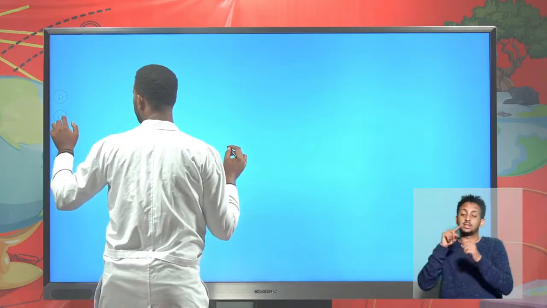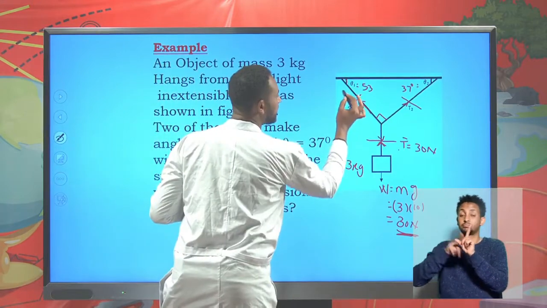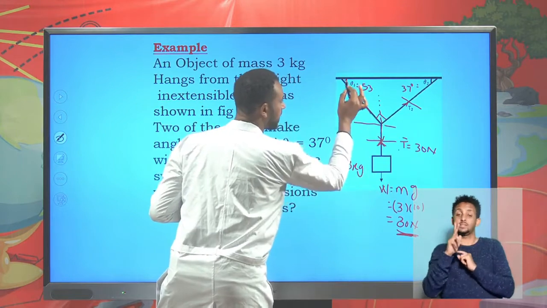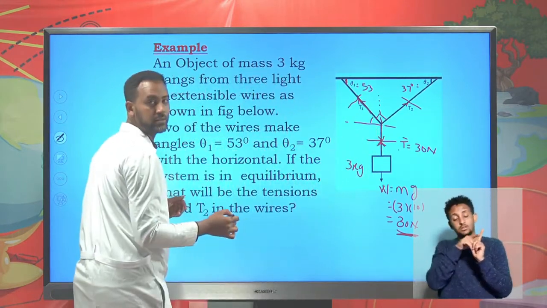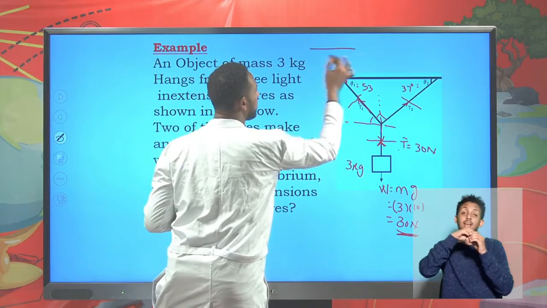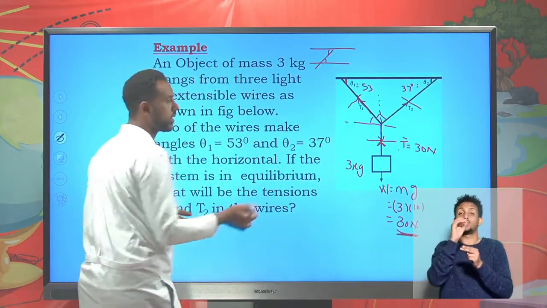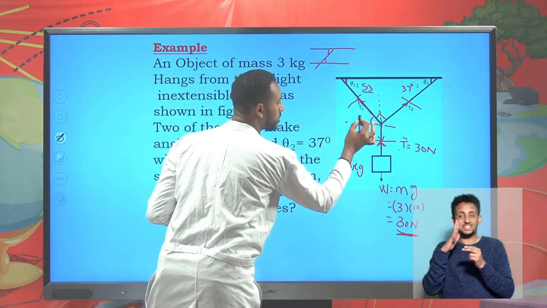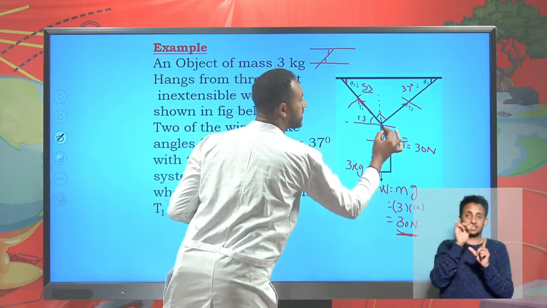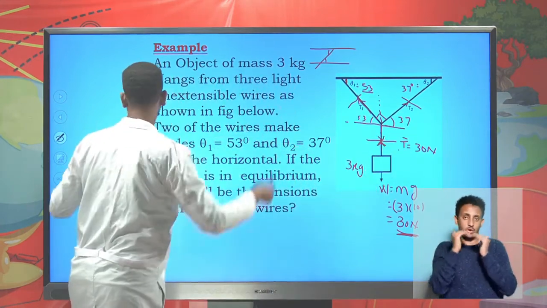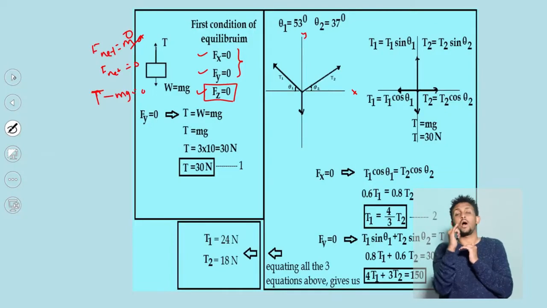The angle here is 53 degrees. When you put the axes here, this angle and this angle are alternate interior angles for two parallel sides, and here this angle and this angle are also alternate interior angles. If this is 53, this is also 53. If this angle is 37, this is also 37. Therefore, we can put it on the xy plane like this. Theta 1 is 53, theta 2 is 37.